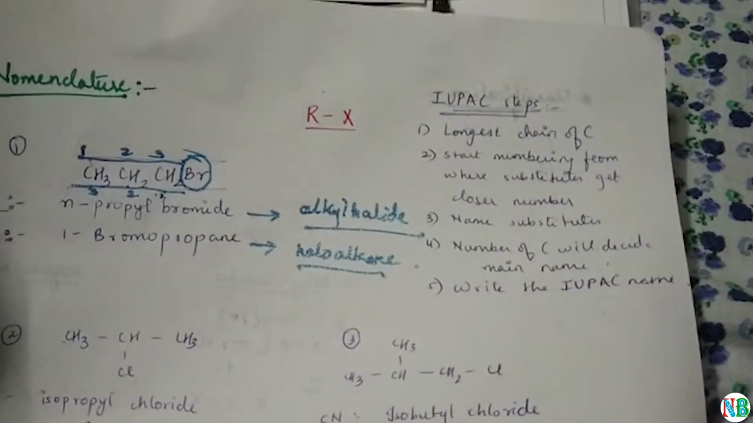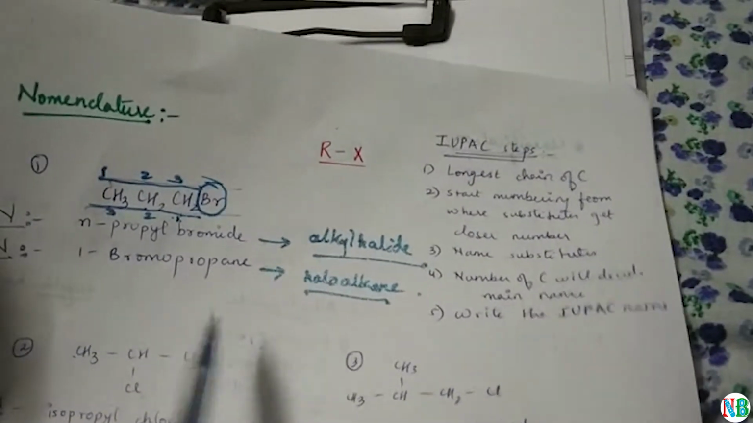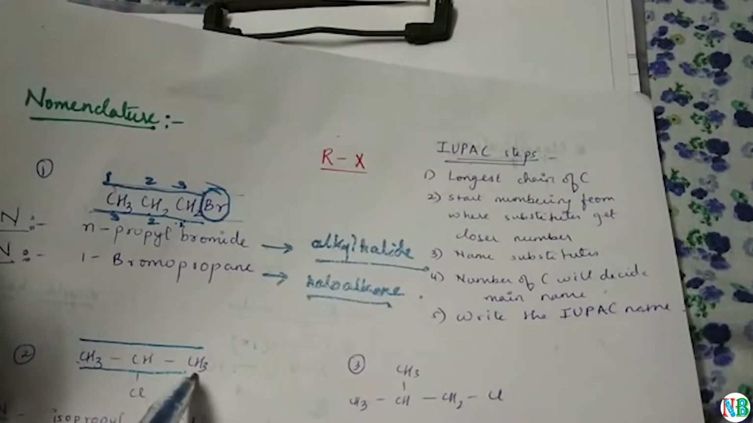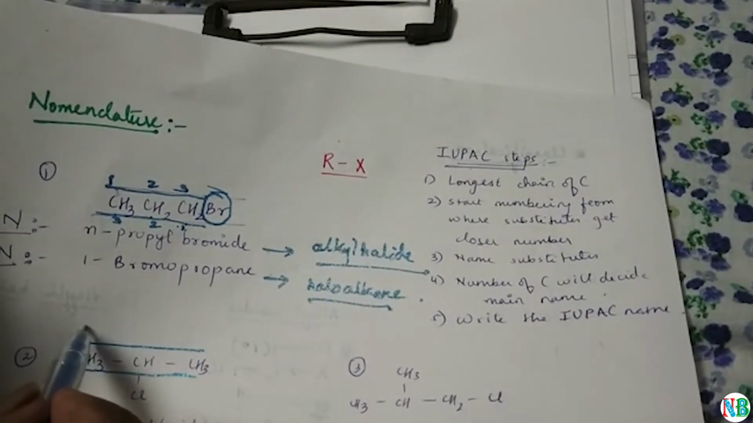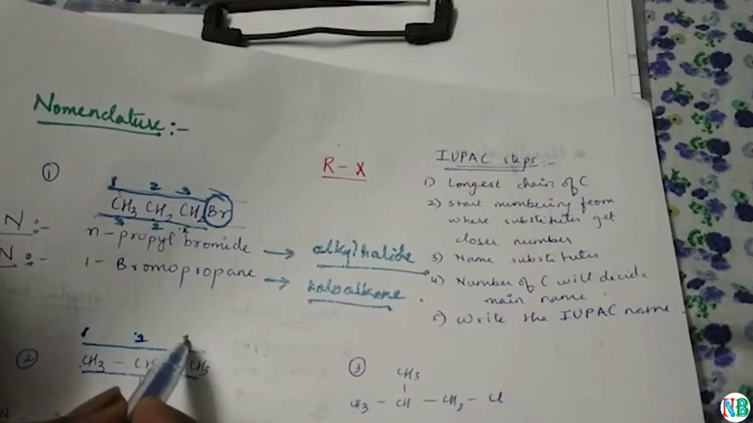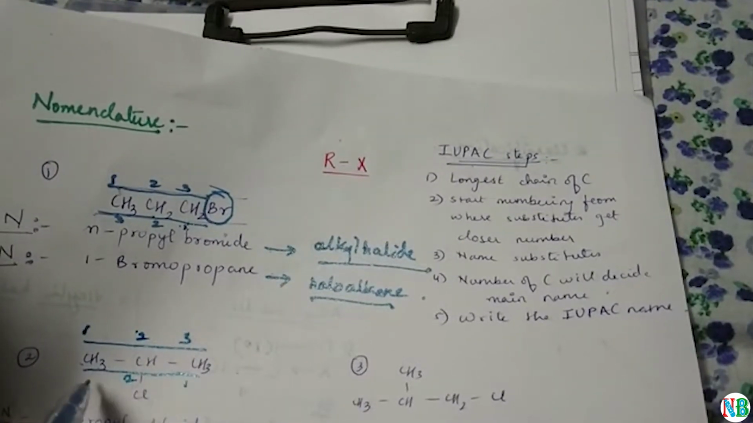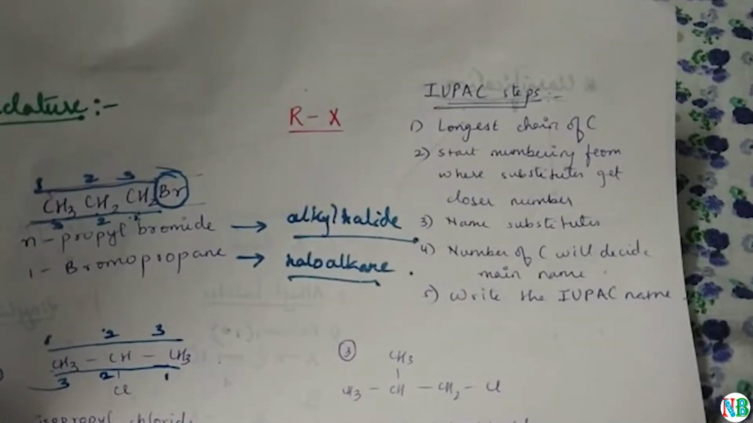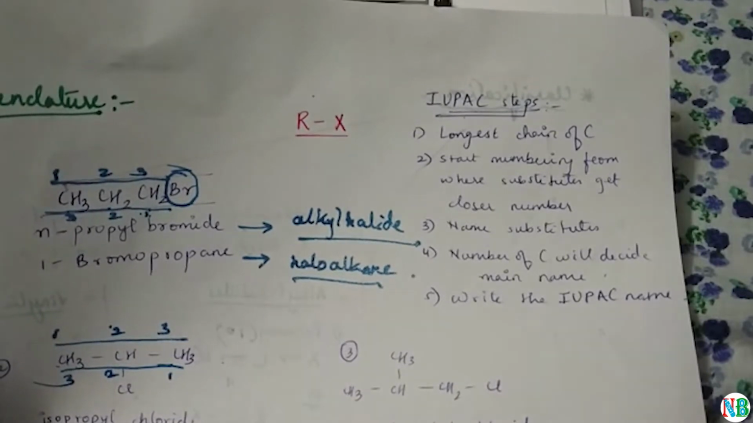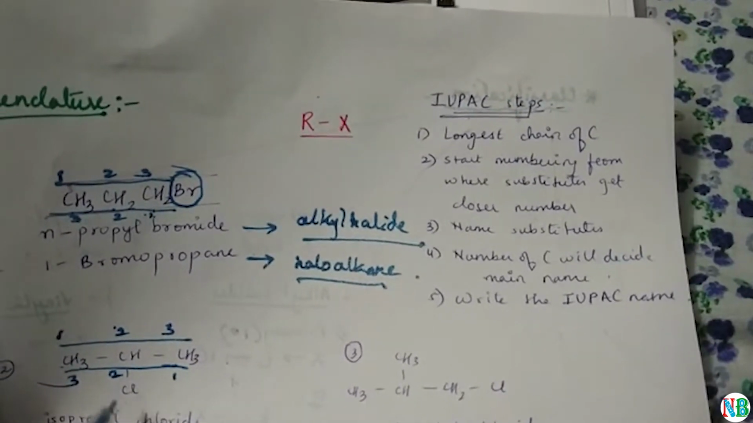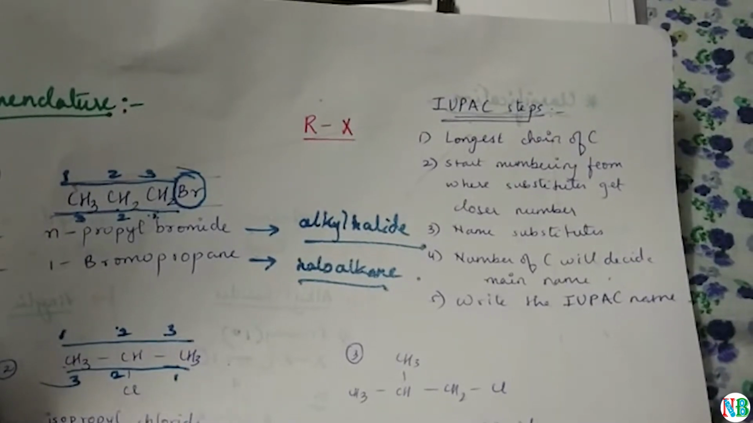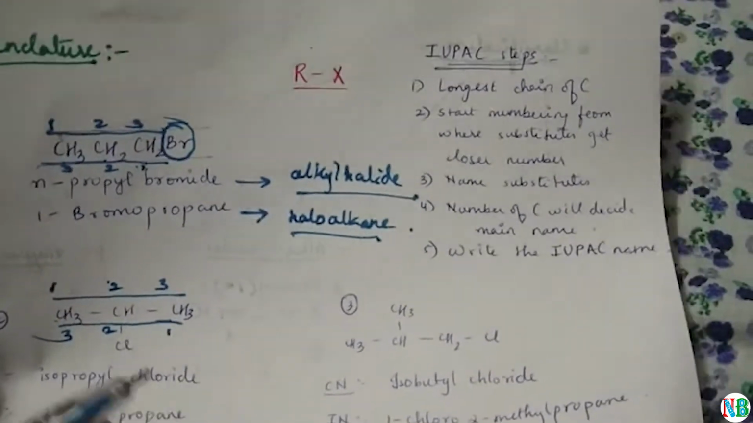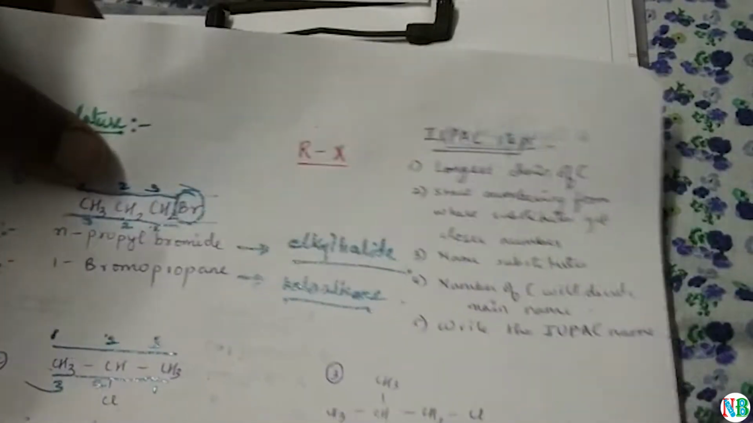Now moving on to the next one, we'll write the IUPAC name. For the IUPAC name, let's find the longest chain. So this would be our longest chain. Let's start the numbering. Numbering from this side would be 1, 2, 3. If I try numbering from the other side, it will be 1, 2, 3. So what I can see is that the direction doesn't matter over here. On both sides it's 1, 2, 3, and therefore the substituent over here will be given position 2, and the name is 2-chloropropane. So I hope this example is very clear. Moving on to the next one.